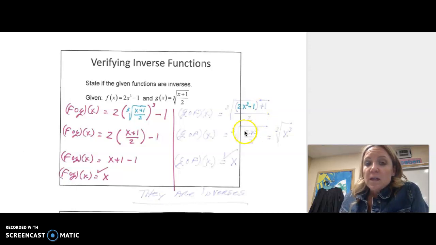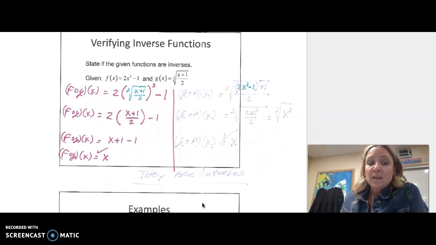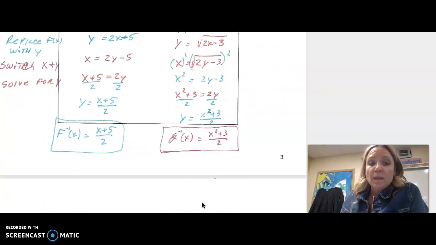And then the 2's cancel, so we're left with the x cubed. And then cubing and cube rooting are inverse operations, so they cancel each other out, and we're just left with the x that's inside. So we ended up with x here, and we ended up with x here, so we say yes, they are inverses of each other.